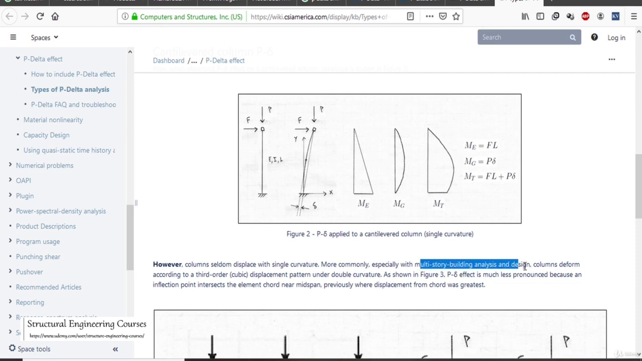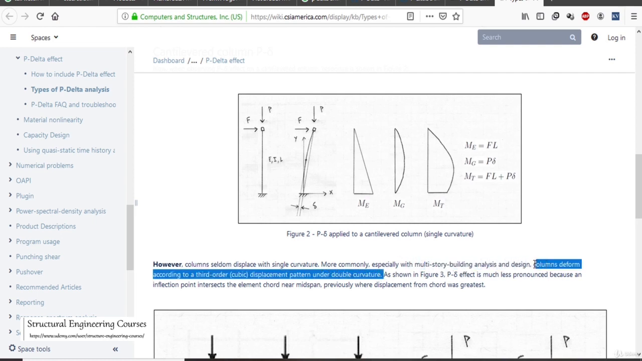By multi-story building analysis and design, we are talking about when we are either designing steel slender structures or very high rise RCC buildings. Because in the case of single story, double story or three story buildings, P delta effects are not that contributive to the total overall design. So when we are talking about multi-story building analysis and design, columns deform according to the third order cubic displacement pattern under double curvature. This line basically means that the columns do not get deformed in the simple fashion here. They deform according to the third order cubic displacement pattern under double curvature.